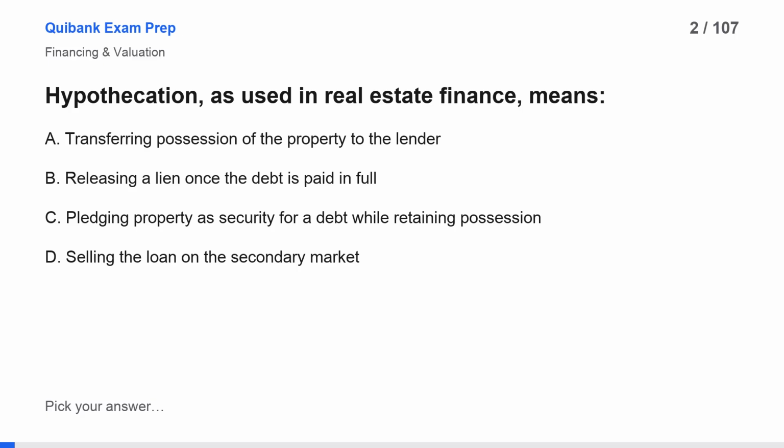Question 2. Hypothecation, as used in real estate finance, means A. Transferring possession of the property to the lender. B. Releasing a lien once the debt is paid in full. C. Pledging property as security for a debt while retaining possession. D. Selling the loan on the secondary market.